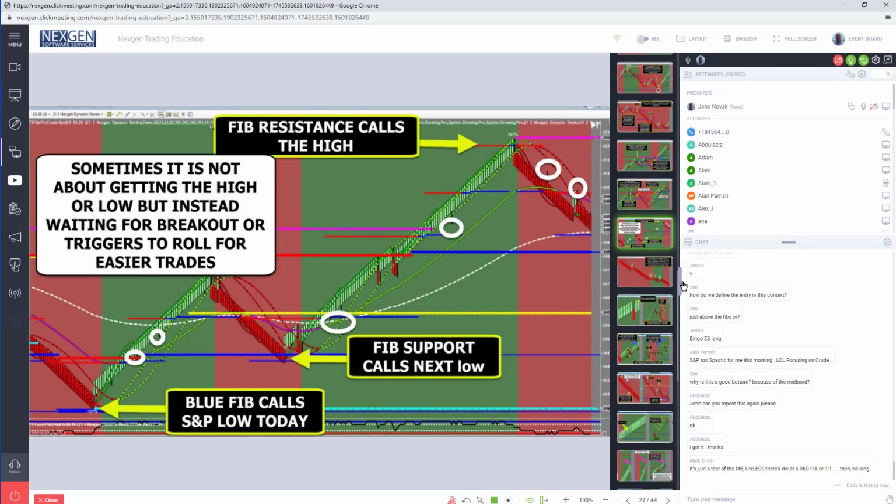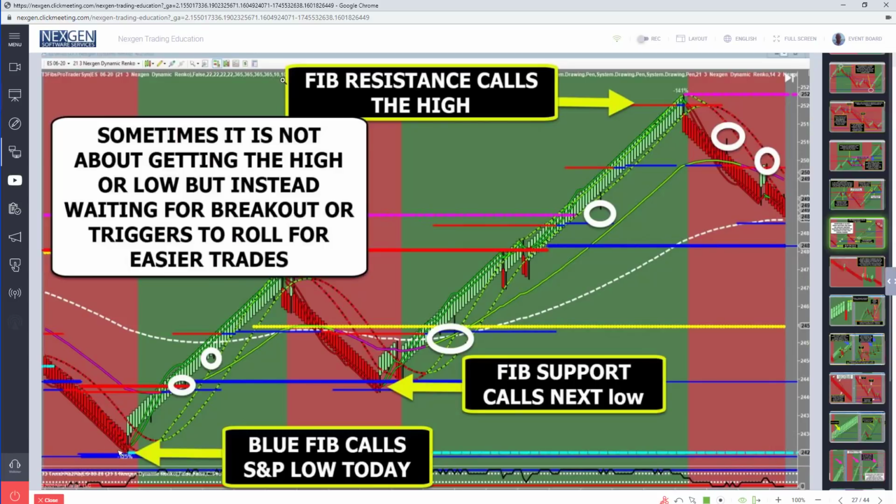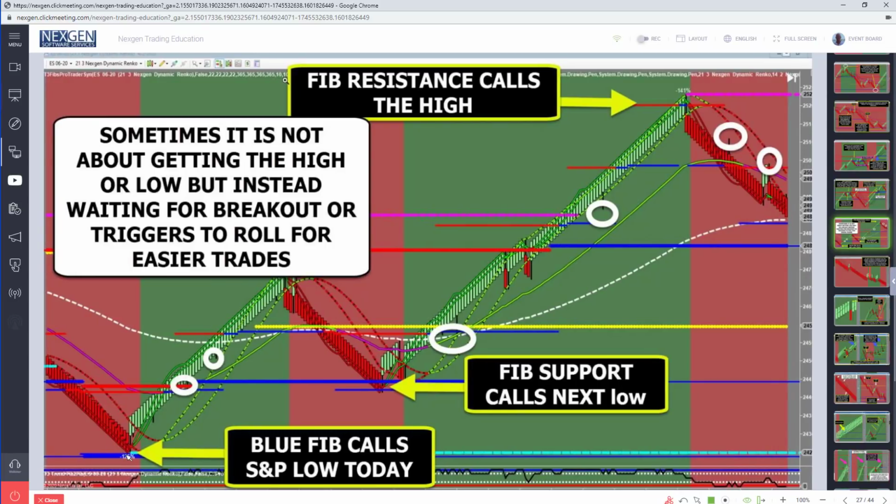I had to pull the room down so you could see it. Don't worry about catching the top or bottom. That's not what you need to do. What you need to do is recognize when the fibs and divergences and triggers call a bottom and try to get the next trades going up after that holds. Does that make sense?